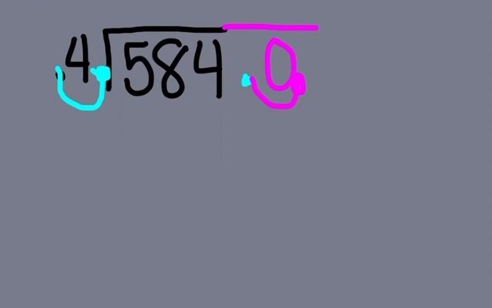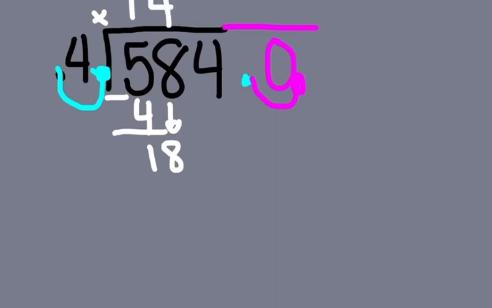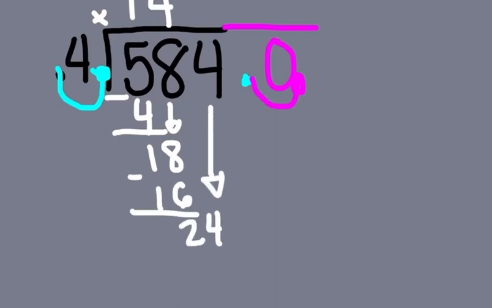How many times, because remember we had to move the decimals, how many times can 4 go into 5,840? Well, 4 can go into 5 one time, because 1 times 4 is 4. Subtract, bring down the 8. How many times can 4 go into 18? Well, it can go in there 4 times, because 4 times 4 is 16. Subtract, bring down the 4. How many times can 4 go into 24? That works out good. That's 6. 6 times 4 is 24.